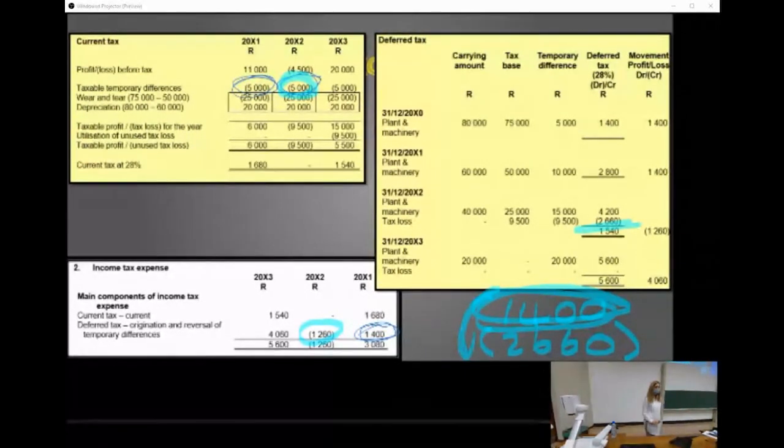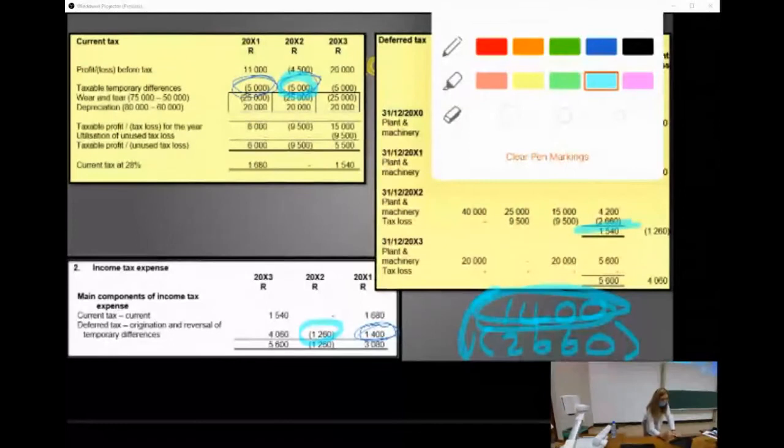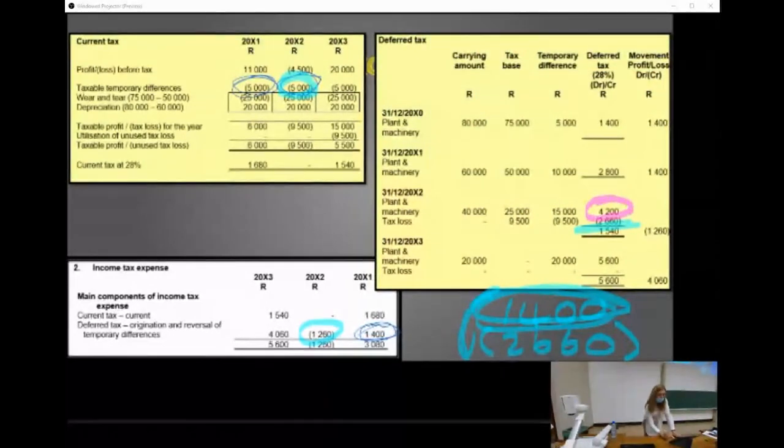Good. And because of the tax loss, if my movement for X3 was just from 4,200 to 5,600, then the difference would have been 1,400, which would agree to that 5,000 times 28%. However, because my opening balance is 1,540 after I've recognized the tax loss, the movement from here to here is 4,060. Okay.